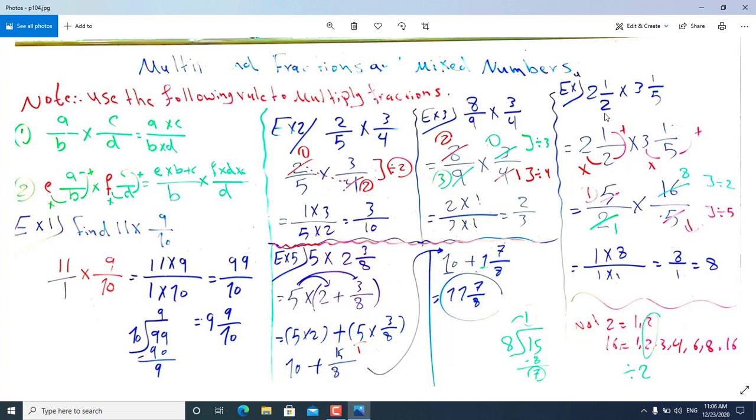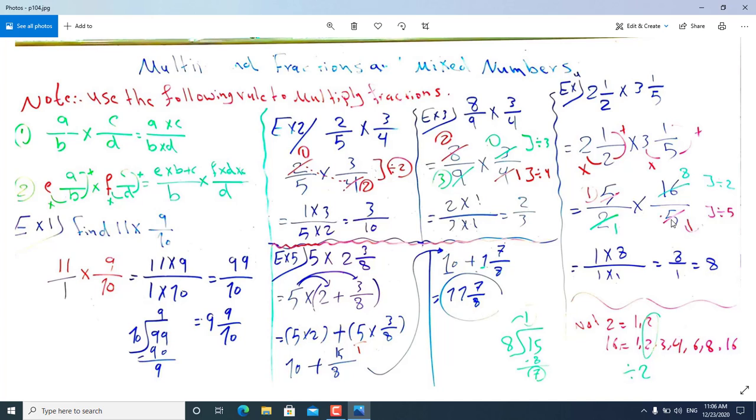From example 4, we have a mixed number. Before we solve it, we will convert this mixed number. For a mixed number, we multiply the whole number with the denominator and add the numerator. That means we multiply with the bottom of the fraction and add the top. So 2 times 2 is 4, plus 1 is 5. We write it over the same denominator. And then we have 3 and 1 over 5. 3 multiplied by 5 is 15, and we add 1, which is 16, over 5.